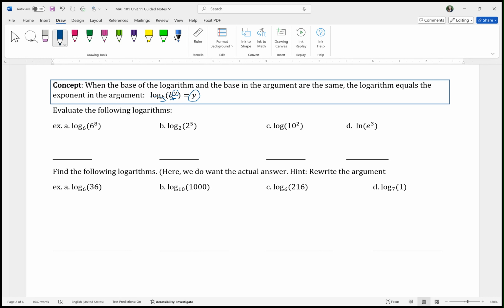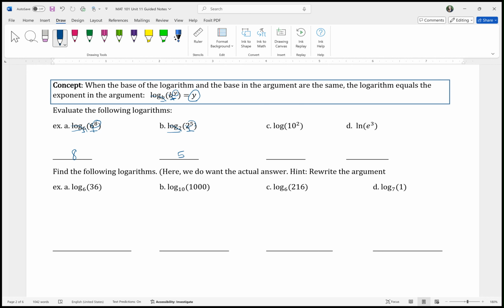So here we are not converting forms. We actually want to simplify these logs, so we want the answer. We have a log base 6 and our argument is 6 to the 8th. So this log base 6 and this base of 6 in the argument all kind of cancel out, and my answer is just 8. Okay, we like these problems, I know. Here, log base 2 of 2 to the 5th. So log base 2 and this 2 will cancel, and 5 ends up being the answer.